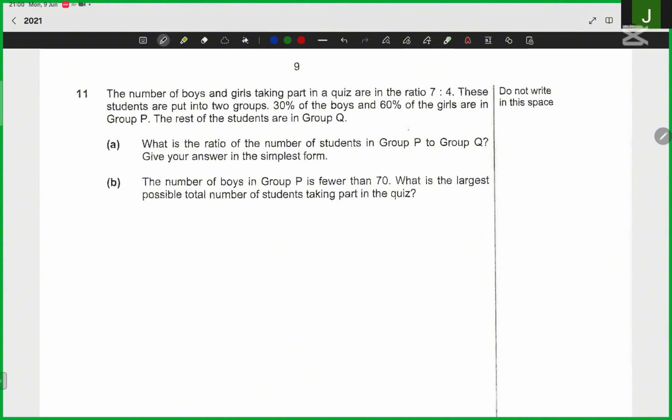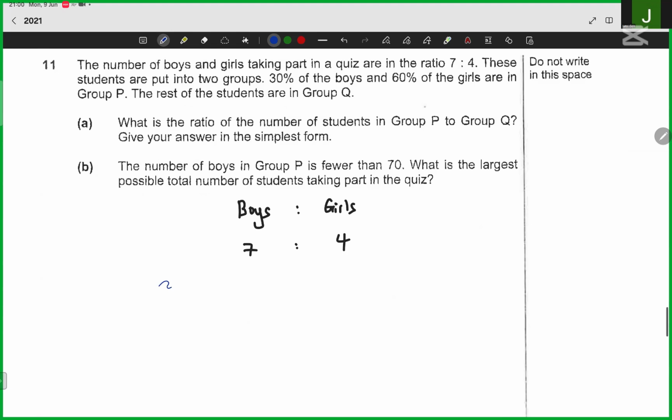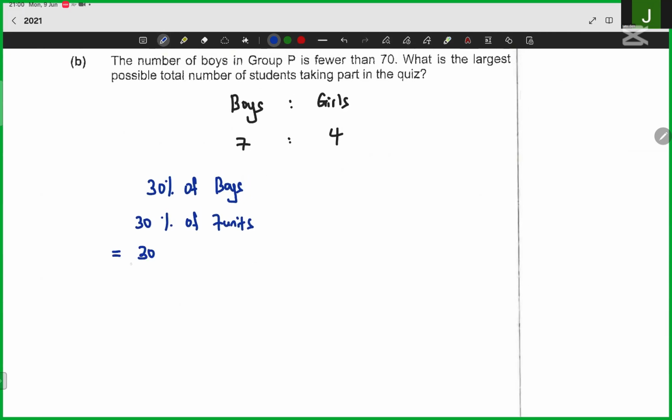Okay, right? So what do we need to understand. Boys is to girls, 7:4. Okay. Now 30% of the boys means 30% of 7 units. Okay. Now if you key your calculator, right? What is 30% of 7? 30 over 100 multiplied by 7. That is equals to 2.1 units. That's all. Okay?